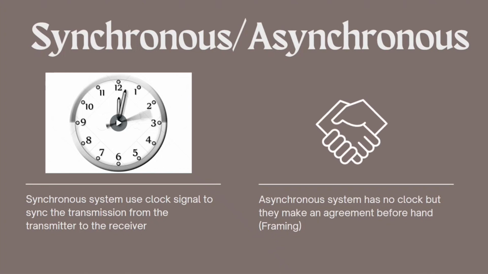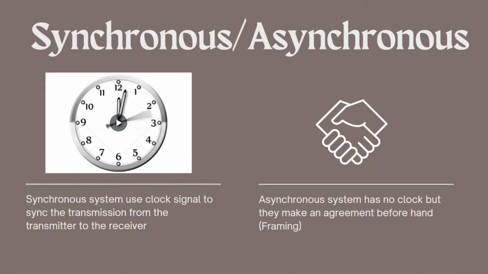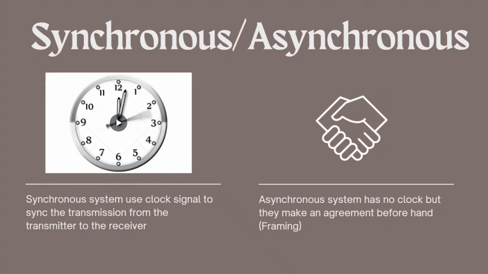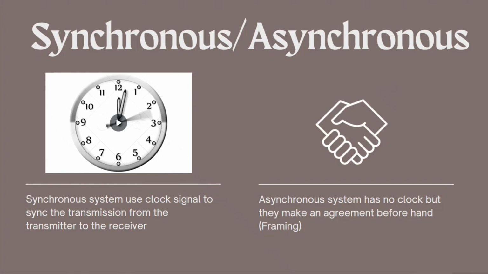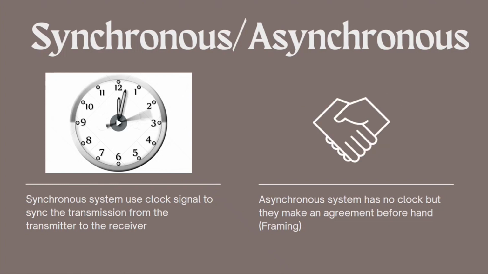I will introduce you to the communication system, which can be divided into 2 types. The first one is synchronous. As the communication needs to be synced together, those 2 devices need to have the same timing and protocols. The synchronous system will use a clock signal to sync the transmission between those 2 devices, while an asynchronous system doesn't have a clock signal, but they will make an agreement beforehand to match the timing, which I will explain later.